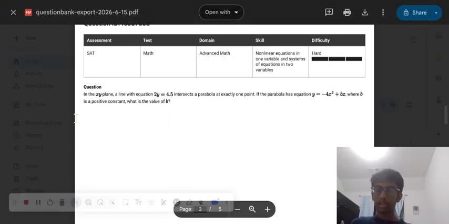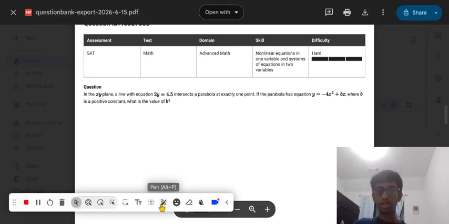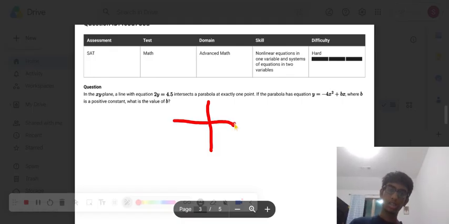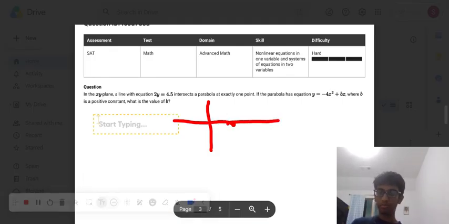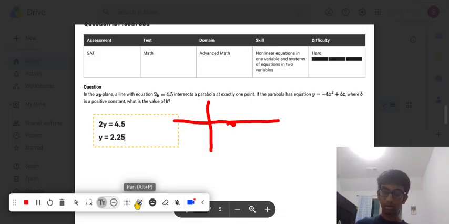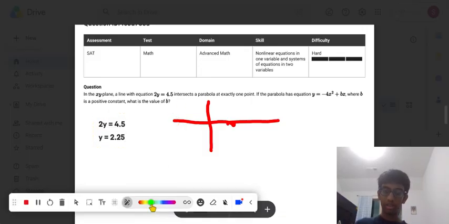Okay, so there are multiple ways that you can solve this problem. But here's how I'm going to show you it. You can solve this problem with the intuition of graphs. So what you can do is take a graph, and you can see that 2y is equal to 4.5, right? That means that y is equal to 2.25. So say this is y.